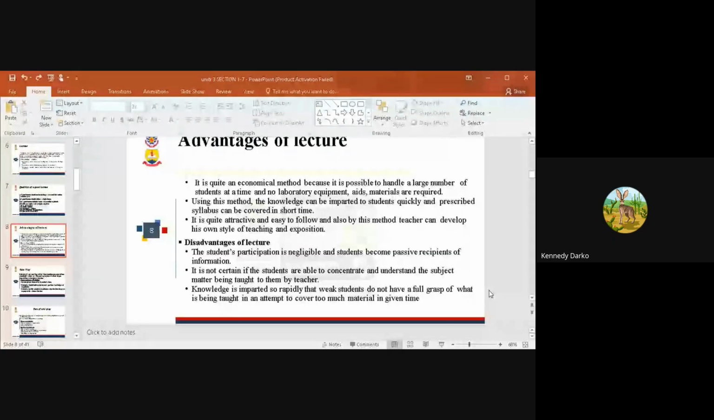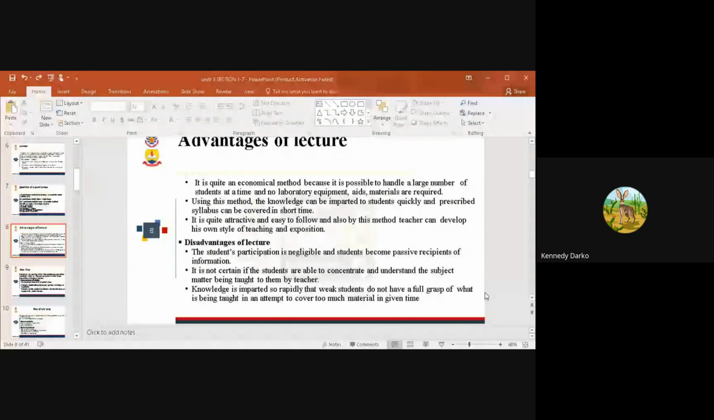Fine. A time will come when we say, sir, please, can you throw more light on this? I'll give a little bit of explanation. But with the lecture method, whether you understand or not, we are moving. The knowledge is imparted so rapidly that students do not have a full grasp of what is being taught. Now, in an attempt to cover too much material in a given time. For instance, for this unit 1, if we were to have the right time, we should really meet thrice to finish unit 1.